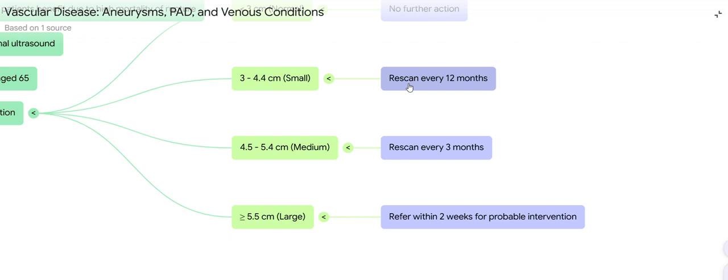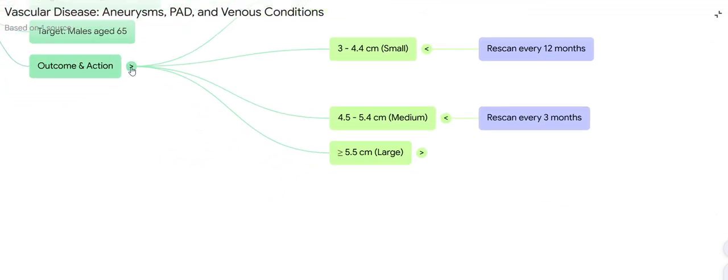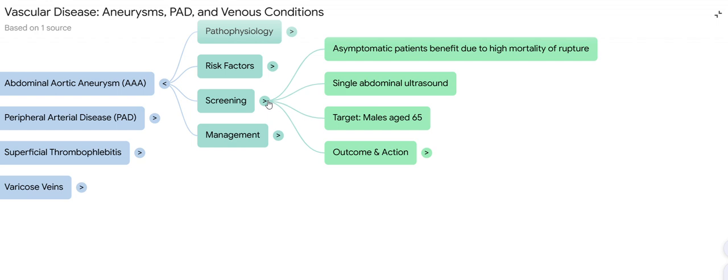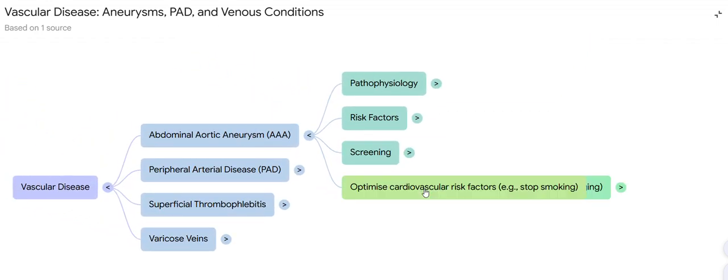Remember, for a small AAA, which is 3 to 4.4 centimeter, we have to rescan every 12 months. For a medium one, we have to rescan every 3 months. And for a large one, we have to immediately refer. We cannot wait. We have to refer within 2 weeks. Okay? So let's look at the management.